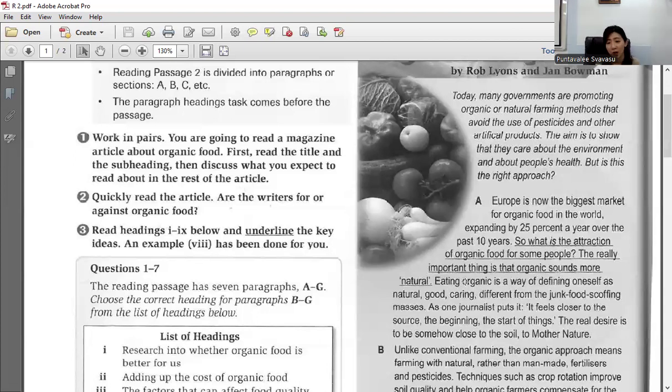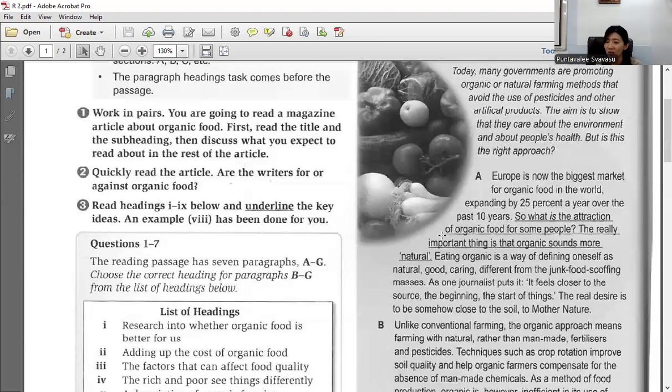If you look at the supporting details: natural, good, caring, different from junk food, scoffing masses. And then it says closer to the source, kind of like nature, mother nature, which means you eat something from the soil. So it's natural. See, this latter part tries to explain what is meant by natural. So this is the supporting details. If you focus on this part, they are saying that organic sounds more natural, and then they explain what it means by natural.